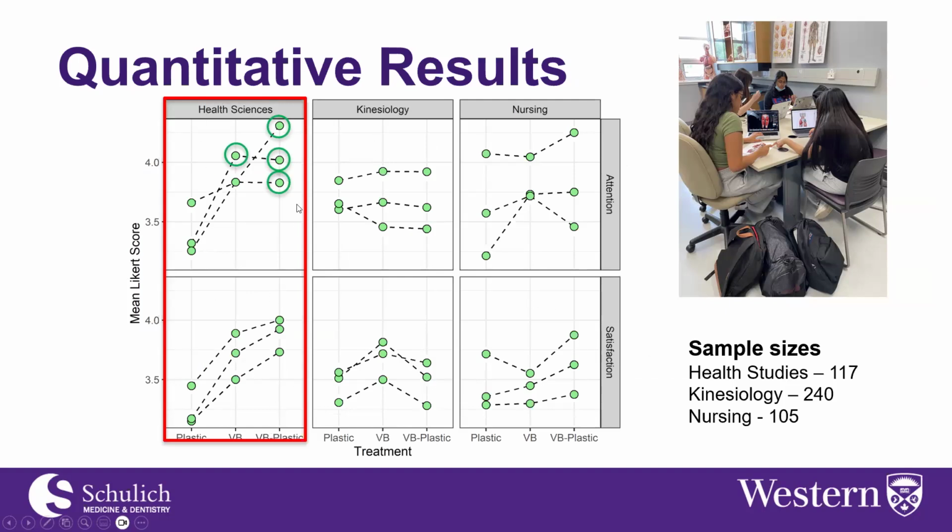Look at the difference in attention in the group that had the combination. Even Visible Body here, the different lines show the different questions that were related to attention or satisfaction. So you can see that our combination group, especially in our health sciences students, was really, really positive. And these are the numbers for you over here. While we had more kinesiology students, the health sciences students are where we saw the greatest benefit, let's say, of incorporating this digital tool.